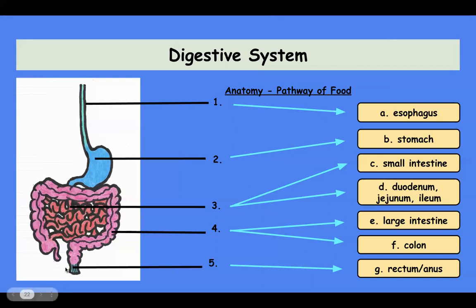And then number 5 is representing the rectum and the anus. So when we think about the pathway of food, right? If we ingest food, we're going to chew it in our mouth, we're going to swallow it, it's going to go down our esophagus. Then it's going to hit our stomach. Then it's going to hit our small intestine. And if we want to be really specific, first it's going to hit the duodenum, then the jejunum, then the ileum. Then it's going to enter our colon, aka the large intestine.